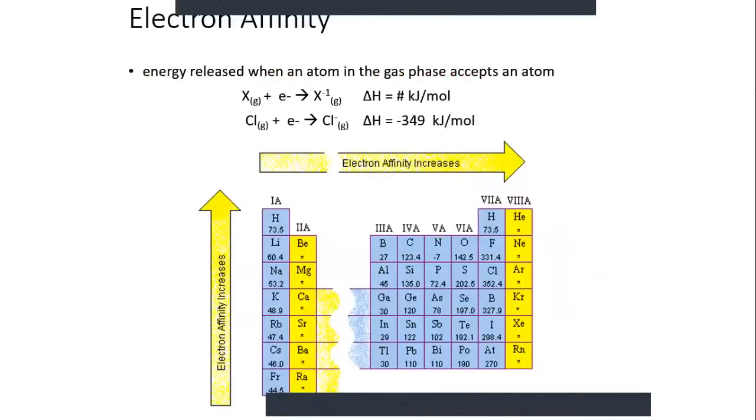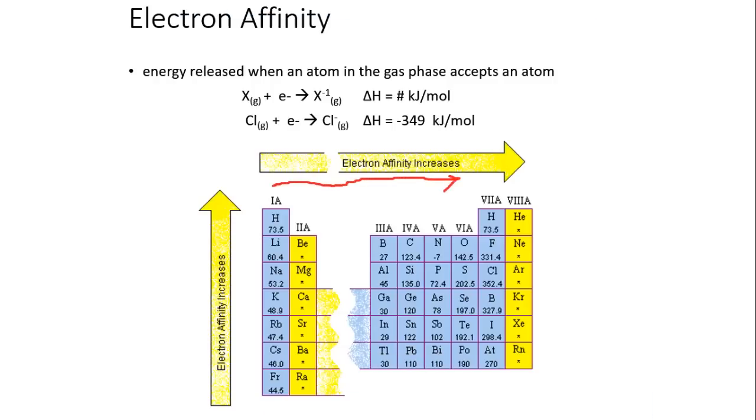Another periodic trend we're going to be discussing is electron affinity. Electron affinity is the energy released when you add an electron to an element in its gaseous state. These are exothermic, we're releasing energy, so it becomes more favorable when you add an electron. As you can imagine, electron affinity increases from left to right because it's more favorable to add an electron to a non-metal versus a metal. And it increases as we go up the periodic table.